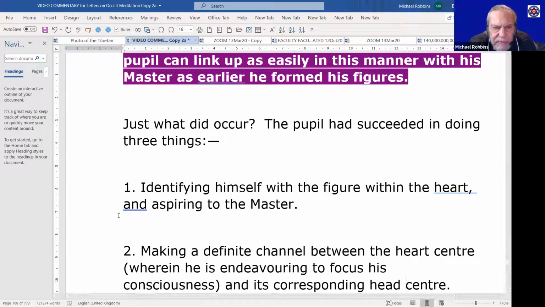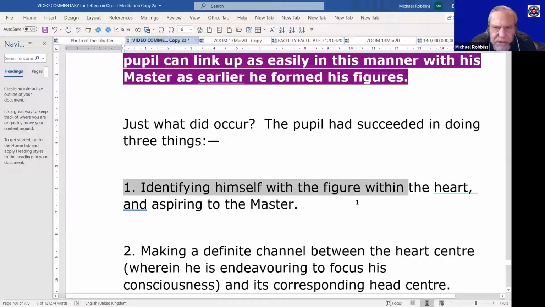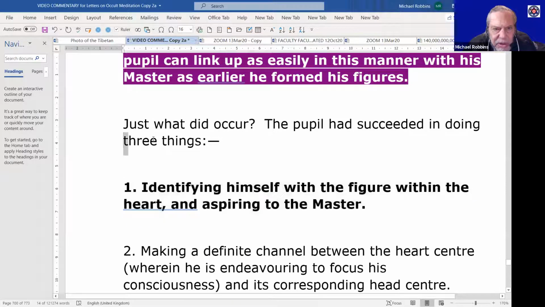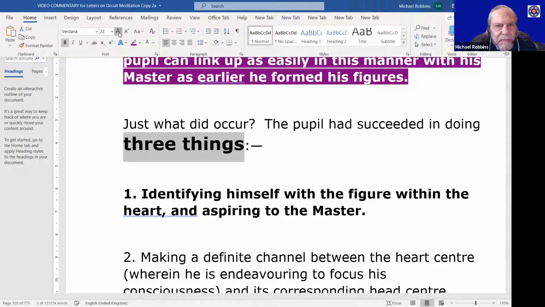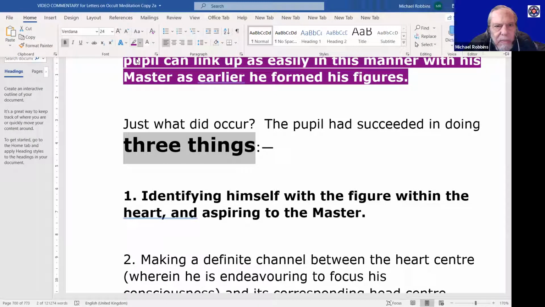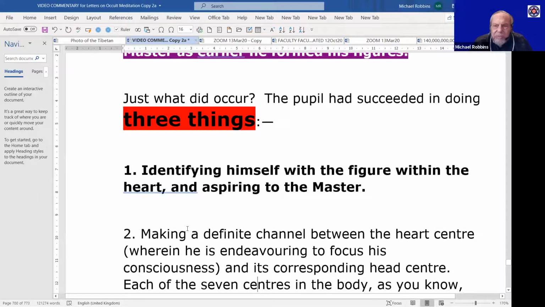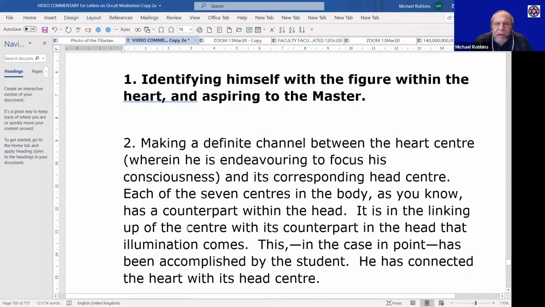So that's the first thing. And I'm going to just point out the three things. So he's identified himself with the figure within the heart. Point two, he has made or is making a definite channel between the heart center, wherein he is endeavoring to focus his consciousness, and its corresponding head center.